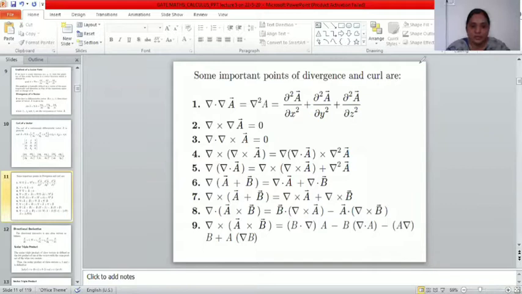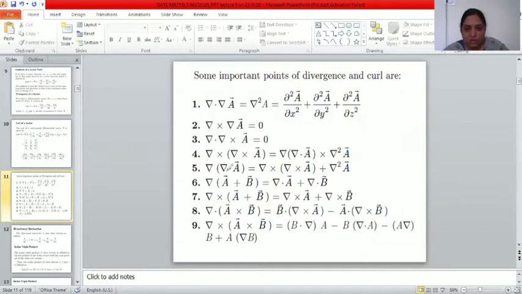Okay, next is del cross del cross a bar. If there are two cross products, this is also called a vector triple product. I'll tell you whenever it is next. What is vector triple product? Then del cross del cross a bar is del into del dot a bar minus, here it is minus, del square a bar.